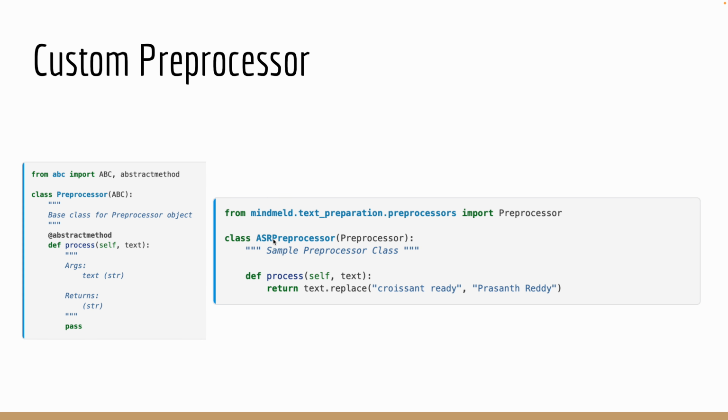So we'll make our ASR preprocessor right here, and we will again implement the process function, and our implementation would be to use the string.replace method and replace any instances of croissant ready with Prashant ready. This should resolve our ASR transcription issue.